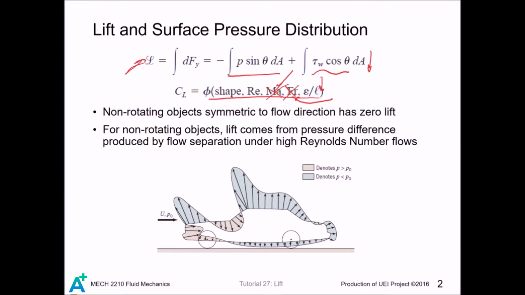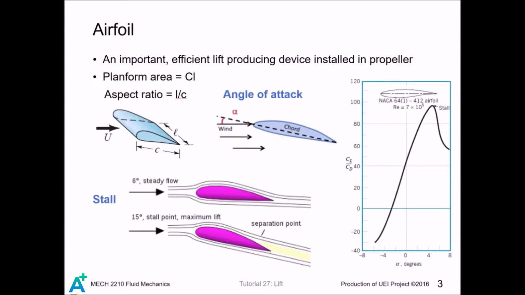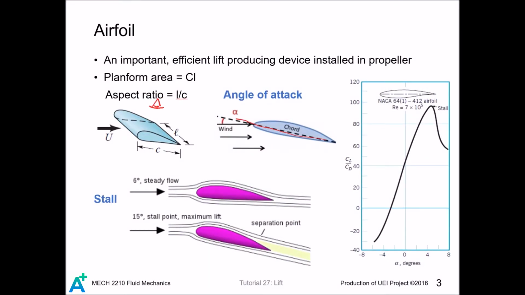And of course, some shapes are more efficient in producing lift. And one shape that produces lift effectively is called the airfoil. The airfoil usually takes a streamlined shape and it is installed in propellers. To describe an airfoil, we use the planform area, that is the area observed from the top, and the aspect ratio. Usually, the longer the aspect ratio, the more efficient the airfoil is. The angle of attack is the angle that the chord line makes with the flow direction. With some angle, lift is produced much more efficiently. It is because the pressure difference would be much larger.